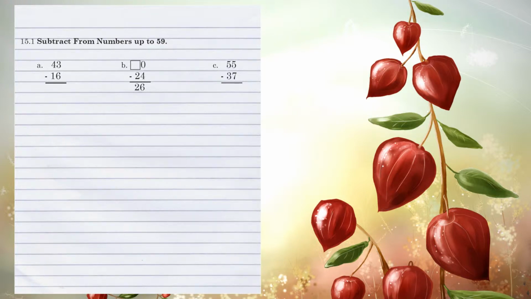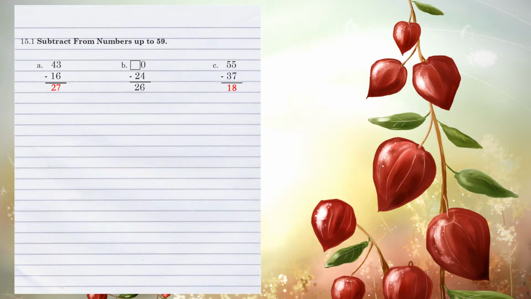We start with the ones column. You cannot subtract 6 from 3, so we're going to borrow from the tens. So we come over to the 4, make it 1 less, make it 3, take that 10, add it to 3 to make it 13. Now we can subtract both columns. 13 minus 6 is 7, 3 minus 1 is 2 for an answer of 27.